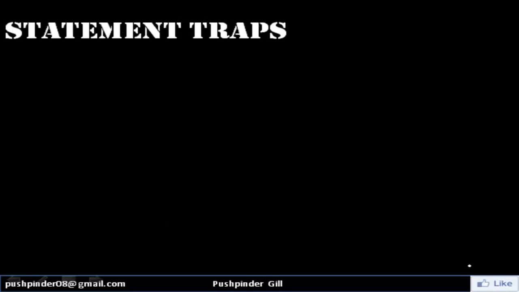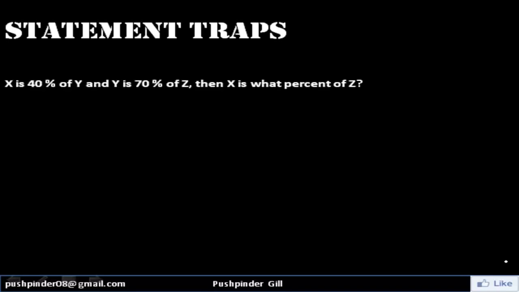Now let's see, when we use more than two statements, we make a kind of statement trap. When I use the statements I have given earlier, we use a kind of statement trap. Let's see what kinds of statement traps can come in your questions. The first kind of statement trap is the simple trap. That is, X is 40% of Y, Y is 70% of Z, then X is what percent of Z. So let's break it down into some statements. This is my first statement, this is my second statement, and I need to calculate this statement.